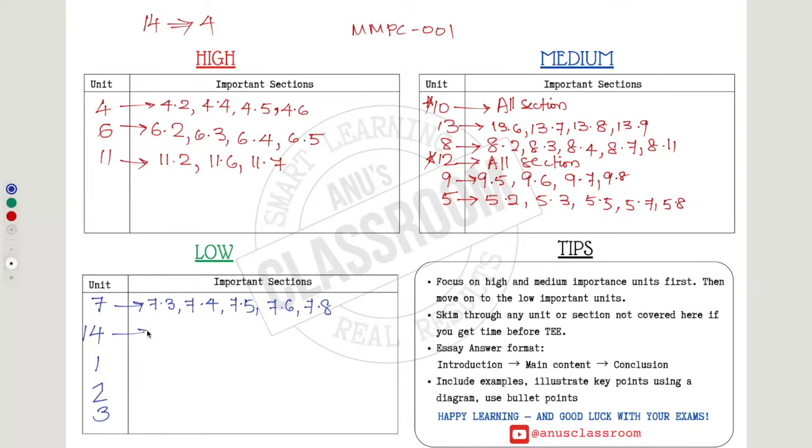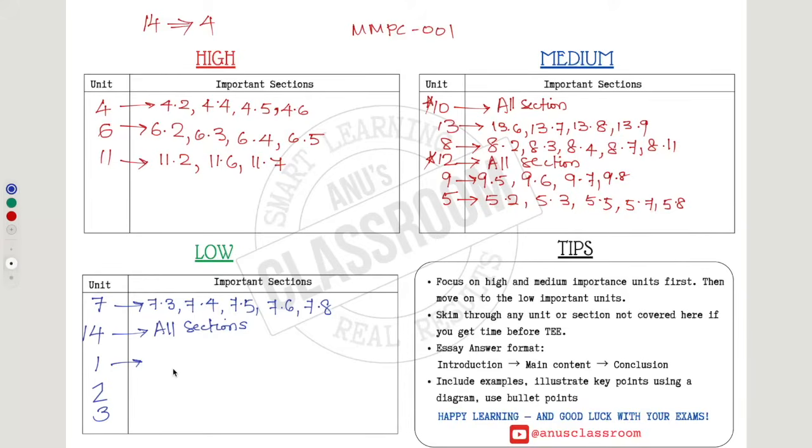Unit 14, I cannot rule out any section. All sections are important because the kind of questions that have come up require you to have an overall understanding of everything there is in this unit. Unit 1 is the very first unit in this particular course, management and overview. Questions have come up from most of the units, all right.